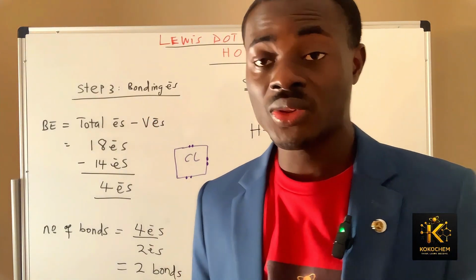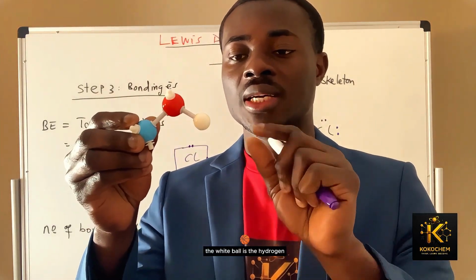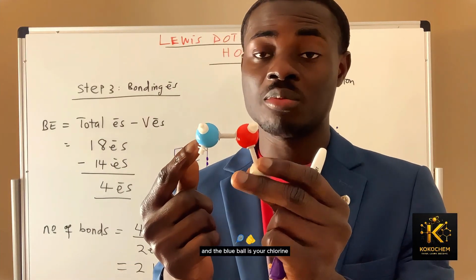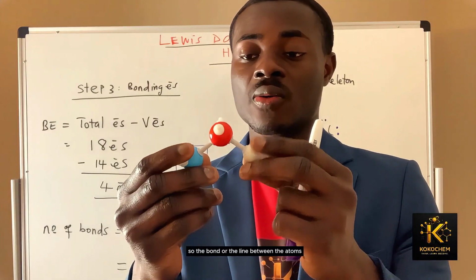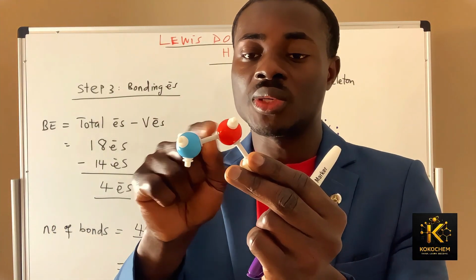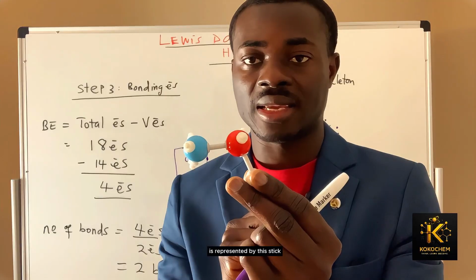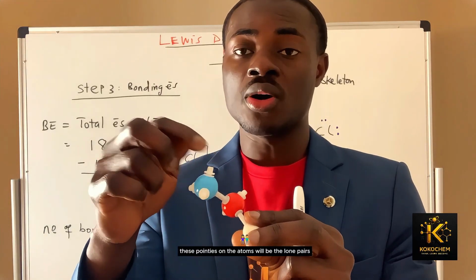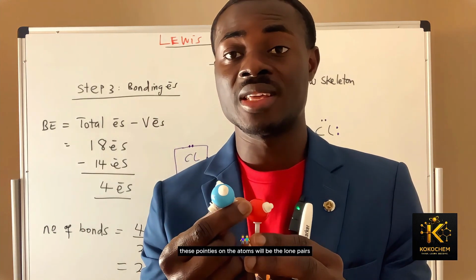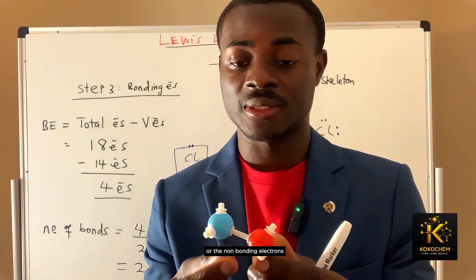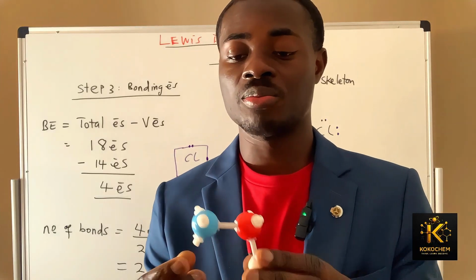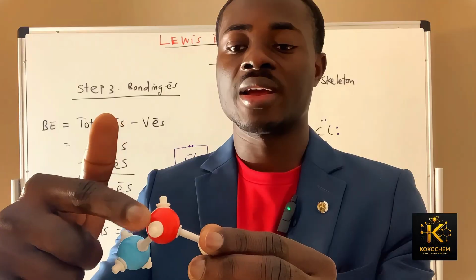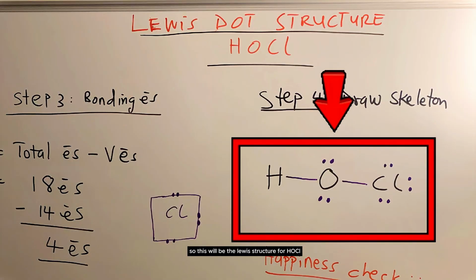To do this with the model kit, the white ball is the hydrogen, the red ball in the center is the oxygen, and the blue ball is your chlorine. The bond or the line between the atoms is represented by this stick, and each stick is 2 electrons, as we have already been talking about. These pointies on the atoms are the lone pairs or the non-bonding electrons. We know that we had 5 lone pairs. So how many lone pairs do we see? We see 1, 2, 3, 4, and 5. So this will be the Lewis structure for the HOCl compound.